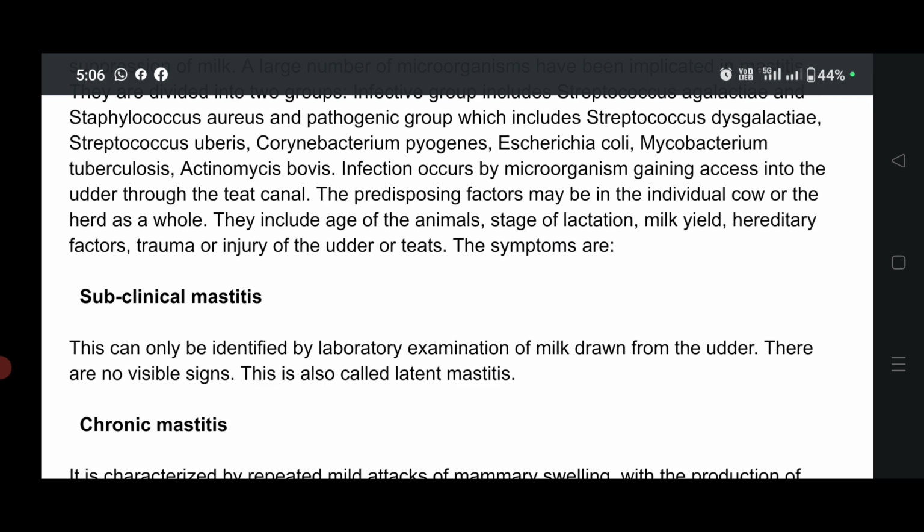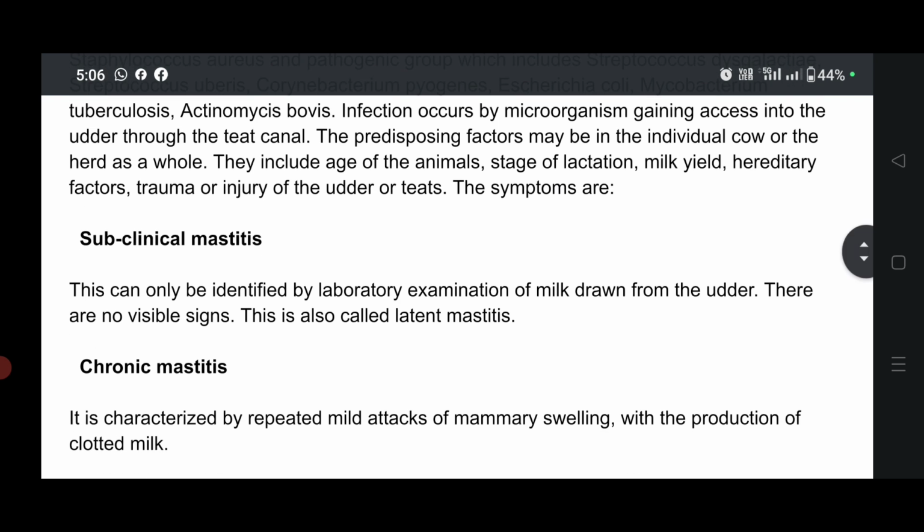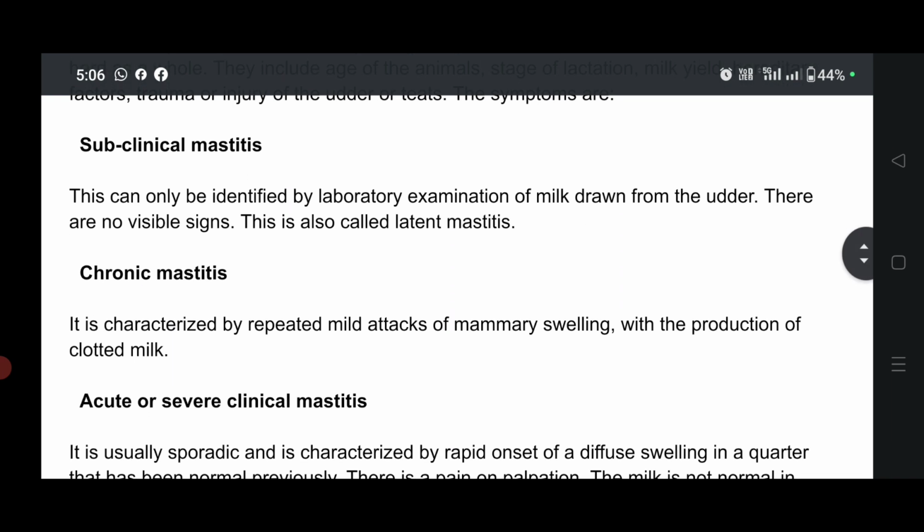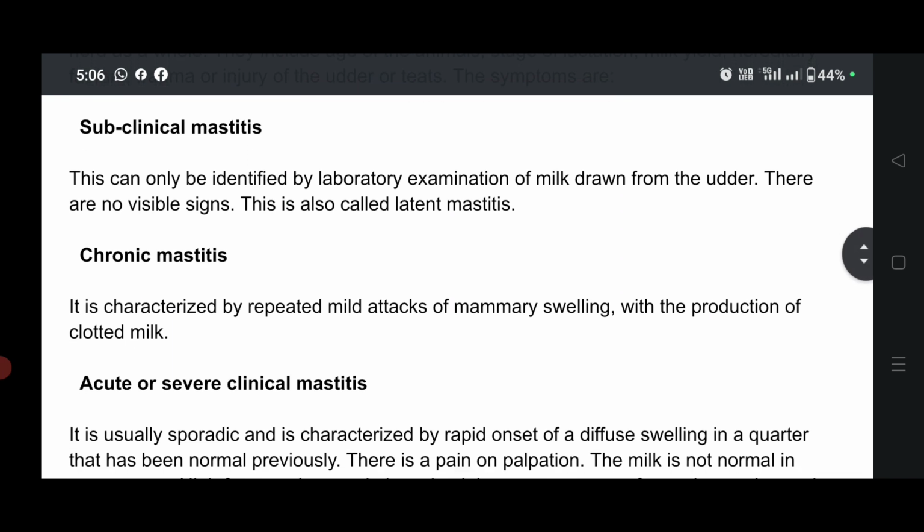The symptoms: subclinical mastitis can only be identified by laboratory examination of milk drawn from the udder. There are no visible signs. This is also called latent mastitis. Chronic mastitis is characterized by repeated mild attacks of mammary swelling, with the production of clotted milk. Acute or severe clinical mastitis.